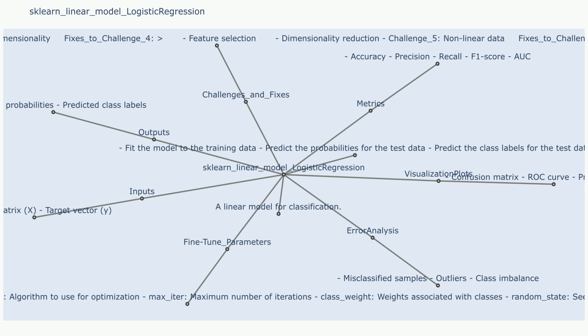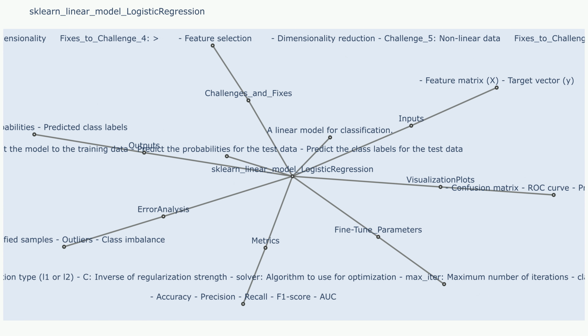Inputs. X: a 2D array-like structure representing the features (independent variables) of the training data. Each row corresponds to an instance, and each column represents a feature. Y: a 1D array-like structure representing the target variable (dependent variable) of the training data. It should contain the corresponding class labels, 0 or 1, for each instance in X. Outputs.